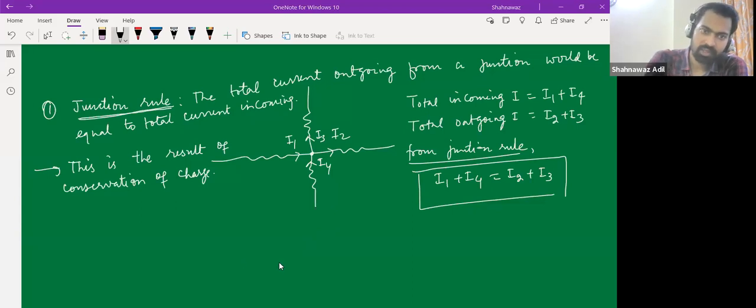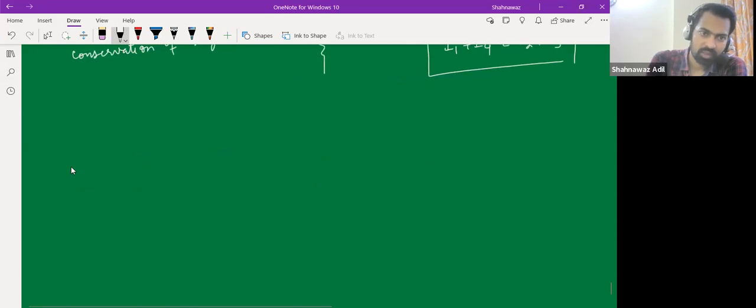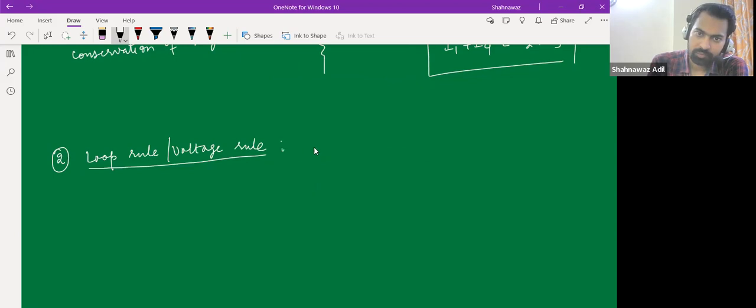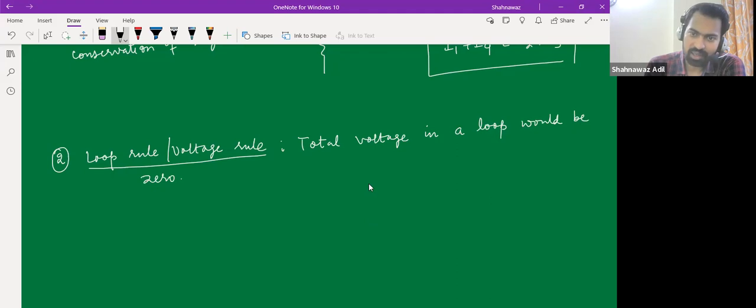Okay, the second rule is the voltage rule. The total voltage in a loop would be... So this says that let's say you are calculating, you have this point.